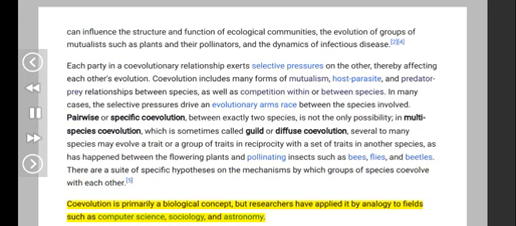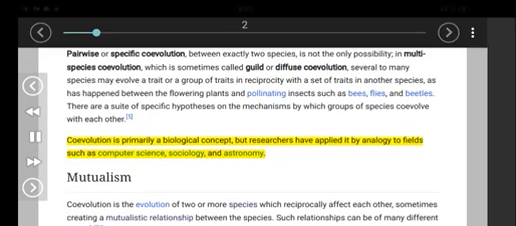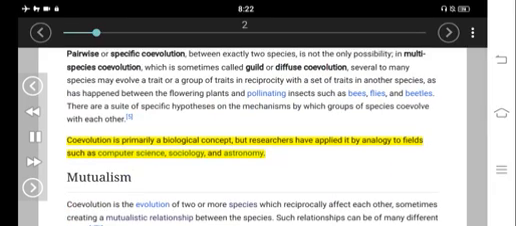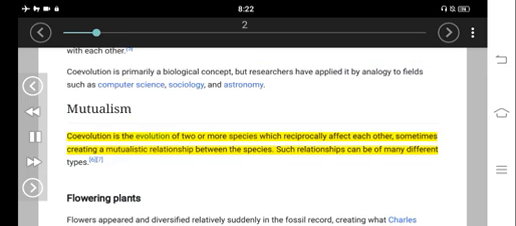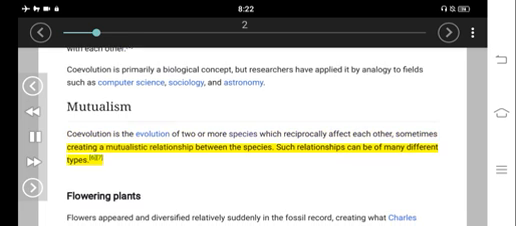5. Coevolution is primarily a biological concept, but researchers have applied it by analogy to fields such as computer science, sociology, and astronomy. Mutualism. Coevolution is the evolution of two or more species which reciprocally affect each other, sometimes creating a mutualistic relationship between the species. Such relationships can be of many different types.